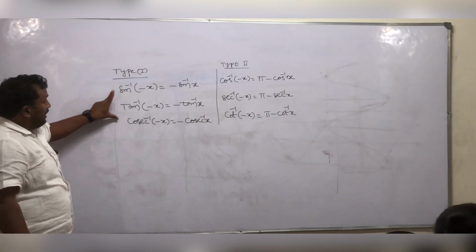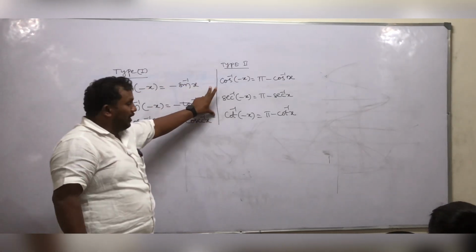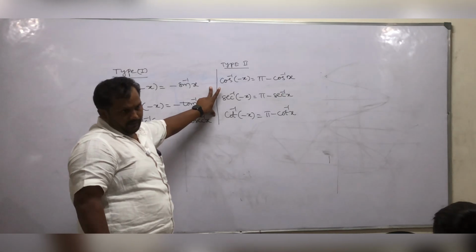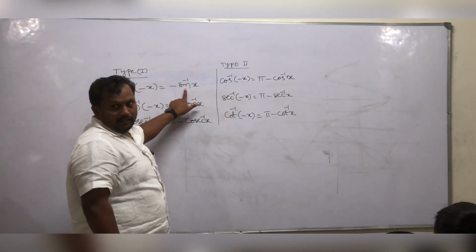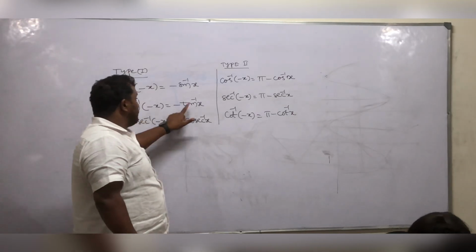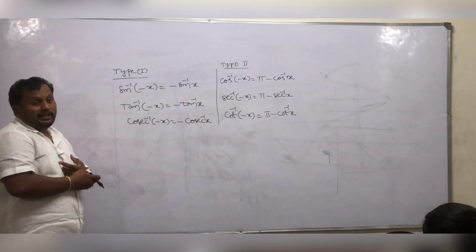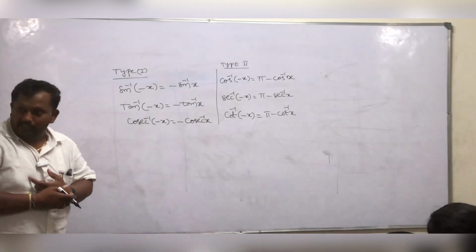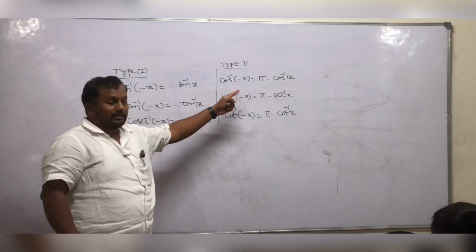Okay. 3 formulas minus outside. Another 3 formulas pi minus. Sin inverse of minus x formula minus sin inverse of x. Tan inverse of minus x formula is minus tan inverse. Cosecant inverse of minus x formula minus cosecant inverse of x. Cos, secant, cot inverse of negative value.